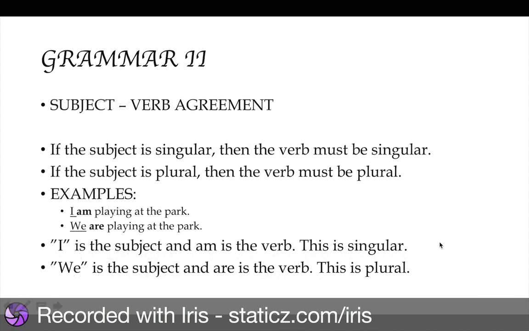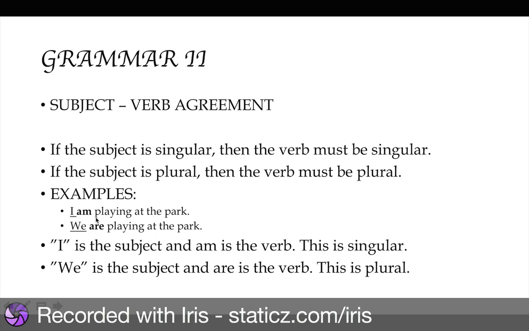For Grammar 2, we will be learning about subject-verb agreement. Subject-verb agreement is really simple because it's basically just if the subject is singular, then the verb must be singular. If the subject is plural, then the verb must also be plural. So down here I included some examples. I am playing at the park, and we are playing at the park.